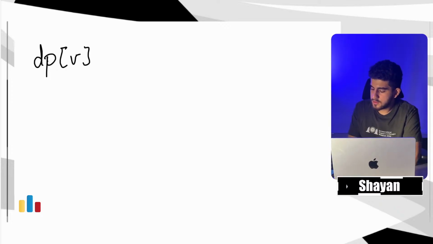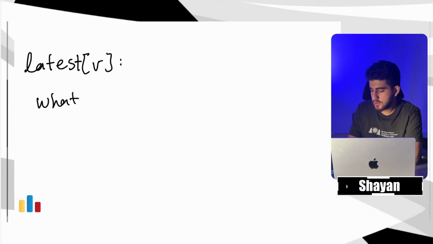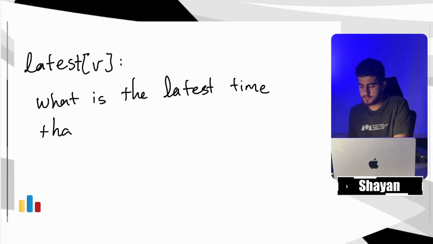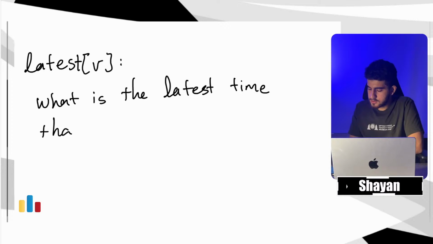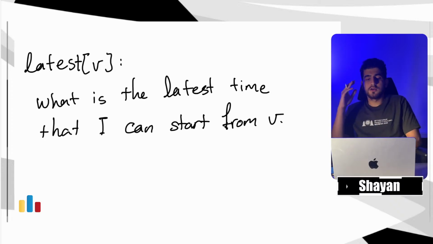In order to make the name a bit more clear, let's call this latest of v. Latest of v says what is the latest time that I can start from v, and I can be at the last vertex at time t0.